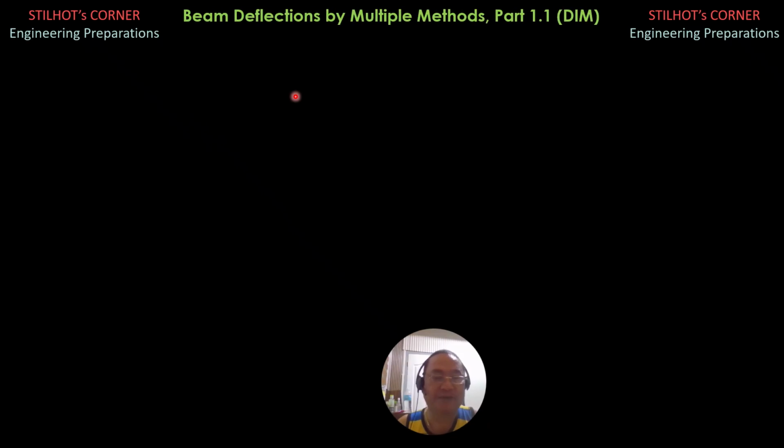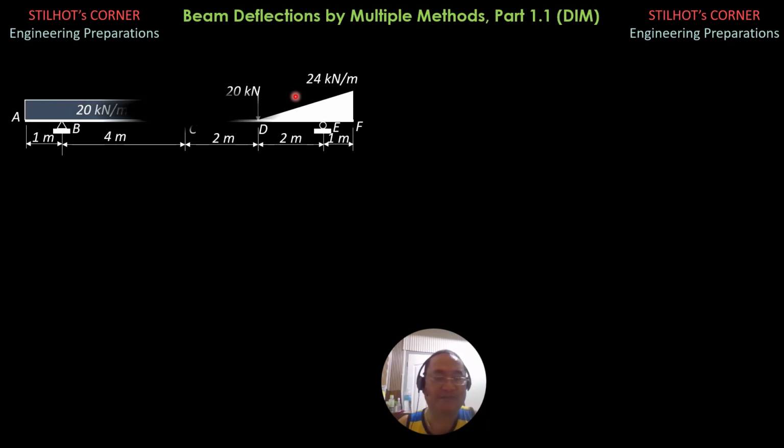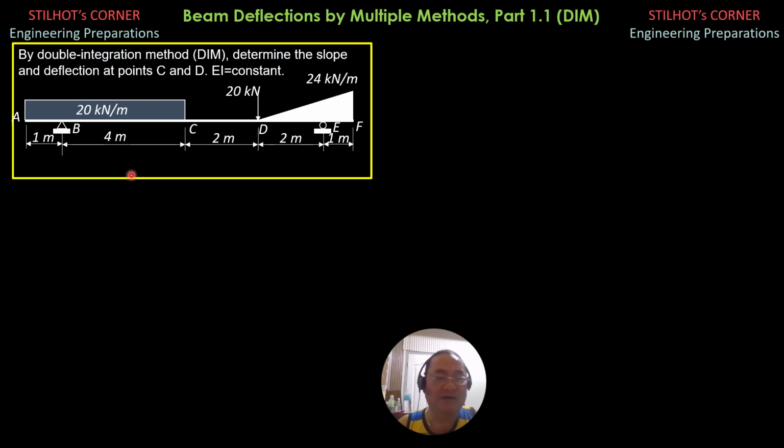Here is another video on beam deflections, and this is again to be solved by multiple methods, 8 methods in particular. So this is part 1.1, another problem by double integration method. So this is the problem. By double integration method, or DIM, determine the slope and deflection at points C and D.